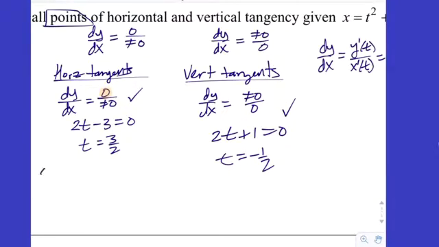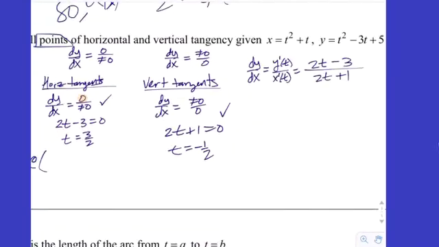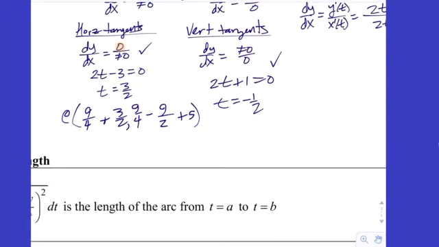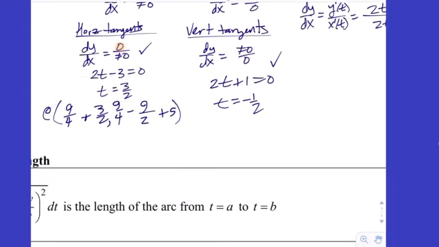That's going to be then at, and all I've got to do is plug 3/2 back into the x and y. And I'm not going to simplify it too much, but 3/2 squared, when I plug it into x, would be 9/4 plus 3/2. There's the x coordinate. And then the y coordinate is 3/2 squared, which is 9/4, minus 3 times 3/2, which is minus 9/2, and then plus 5. So I'll just leave it like that. If you want to simplify those fractions, I understand it.